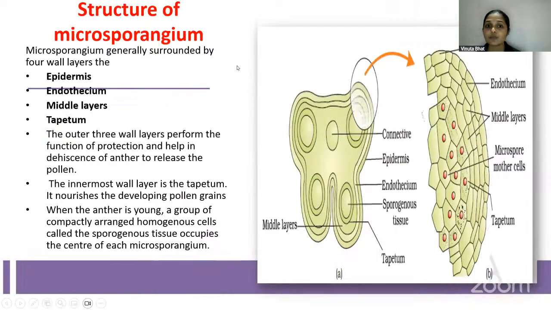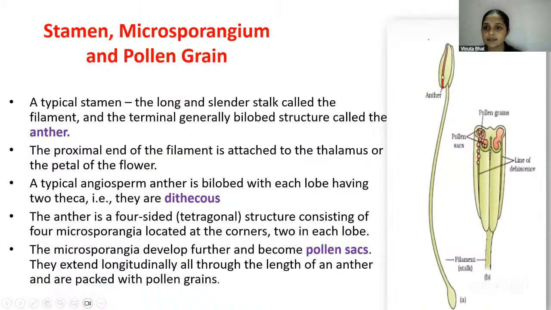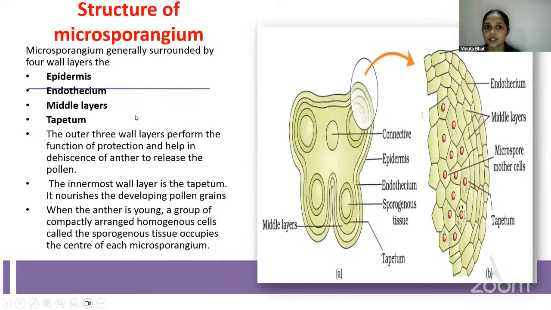Then the structure of the microsporangium. If you take the section of the anther like this, this is the anther. When you take the section of the anther, you will find microsporangia, right? The microsporangium produces the pollen grains. Mainly it constitutes four layers: epidermis, endothecium, middle layer and the tapetum. These are the very important four layers. This is the epidermis, outermost, and then endothecium, middle layer, and this is the tapetum.